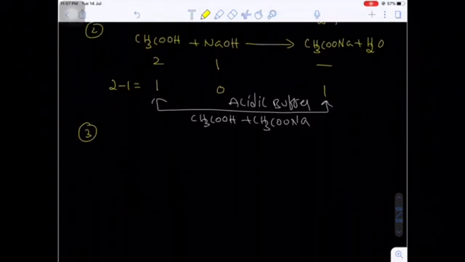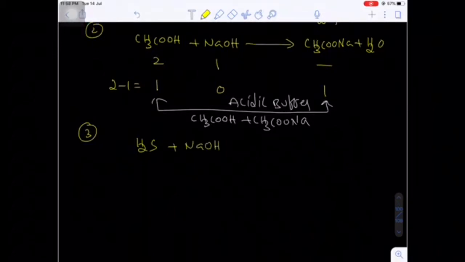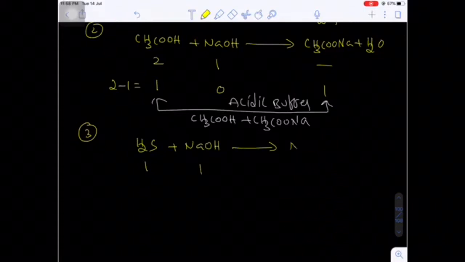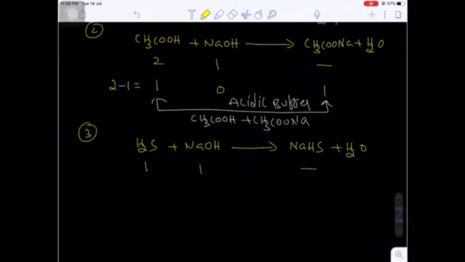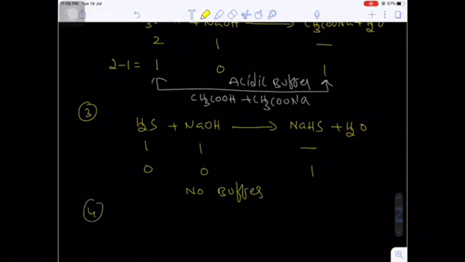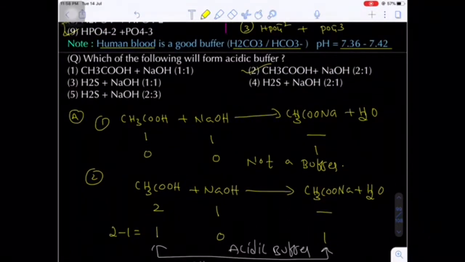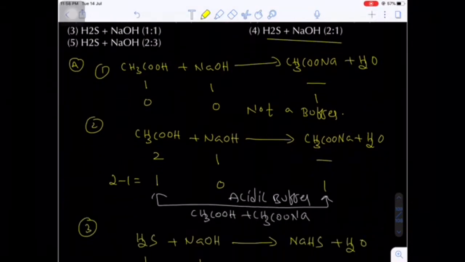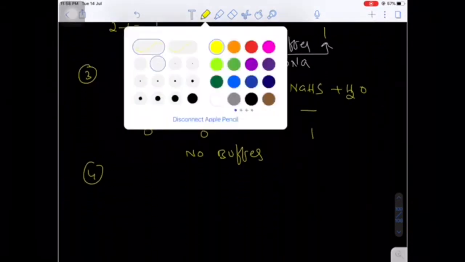Now come to question number 3. Question number 3 is H2S and NaOH in 1:1 ratio, 1 mole, 1 mole. Now here we get sodium hydrogen sulfide plus H2O. Initially there is no salt, so both are limiting reagents, both are consumed, only salt will be left. So here there is no buffer solution, so a buffer is not formed.